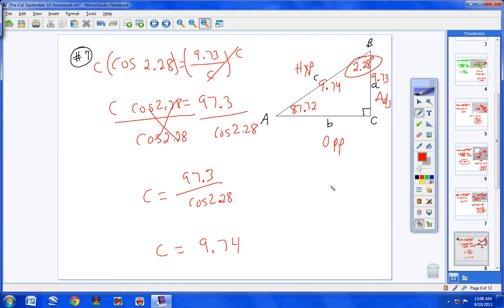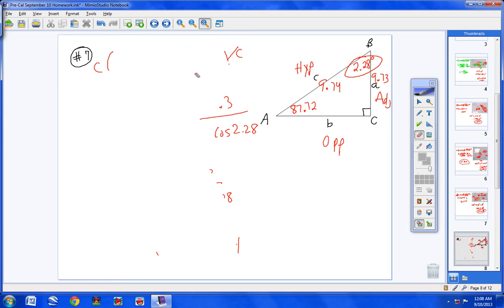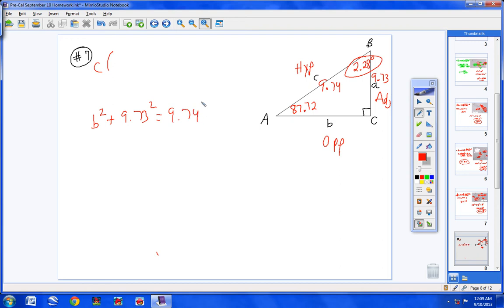Now we can use Pythagorean theorem very, very quickly. Okay, so I'm going to very quickly use Pythagorean theorem, and let's see if we can't do that. All right, one leg is b, so b squared. The other leg is 9.73 squared, and the other leg is 9.74 squared. Now, when you square 9.74 and get a number, and square 9.73 and get a number, and then bring that number over and subtract it to the right side, here's what you're going to get.